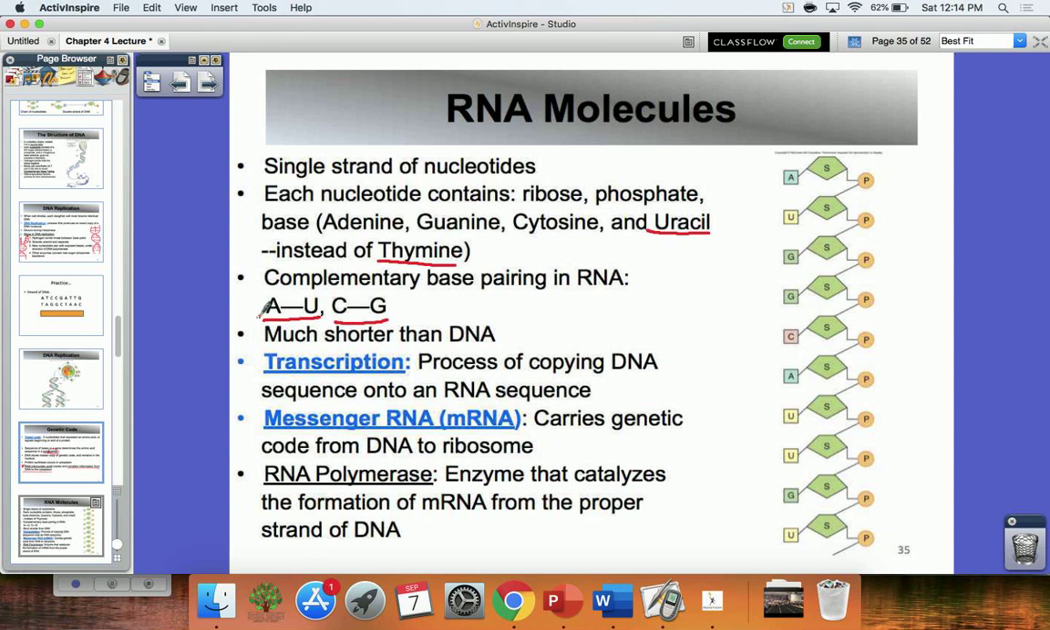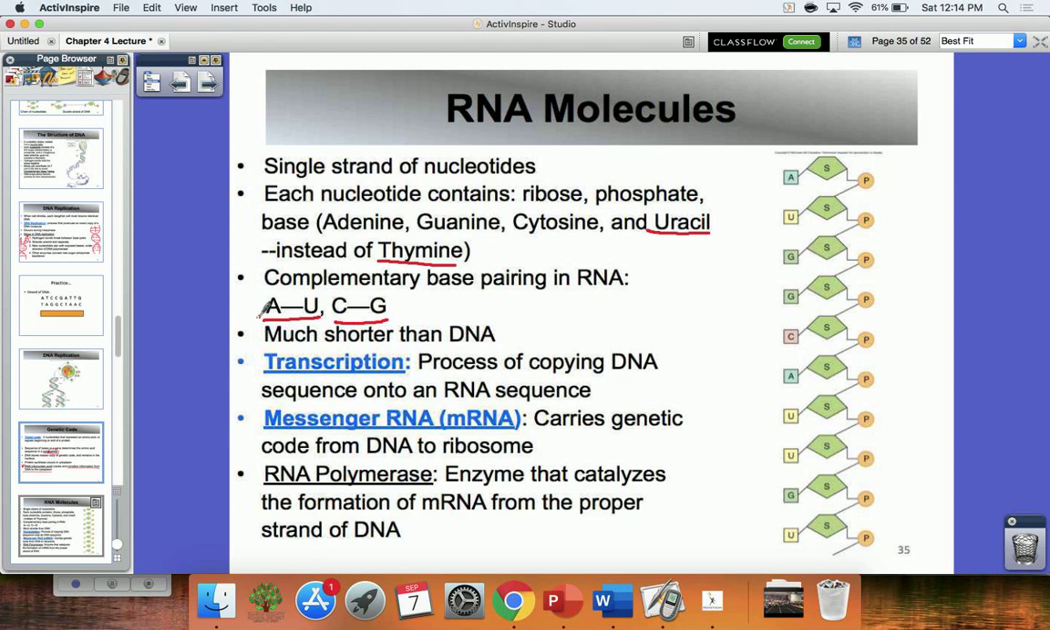And so the specific RNA that's going to be responsible for getting that code from DNA and taking it to structures within the cytoplasm is called messenger RNA. And so the messenger RNA is going to get that code and take it to the cytoplasm, specifically the ribosome in the cytoplasm. And the process of RNA doing that is called transcription.